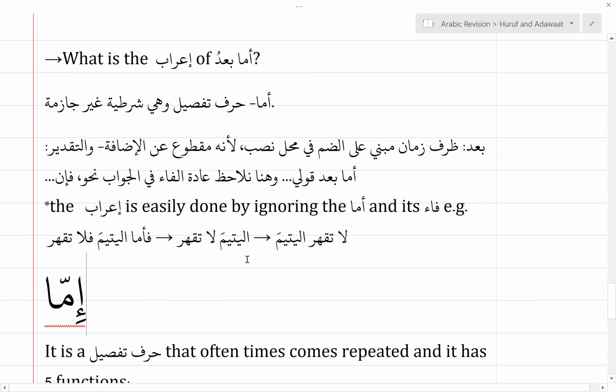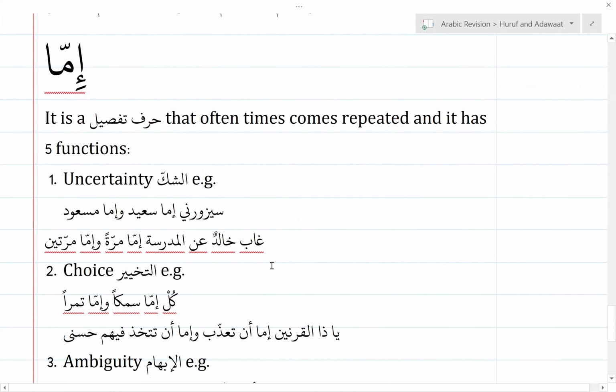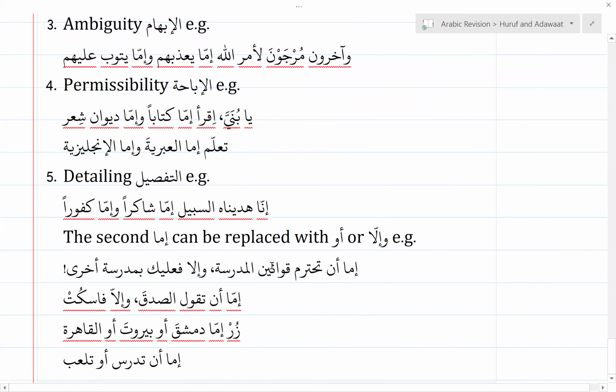So that's how you do the i'rab. It's really easy. Just take it out of the equation. Take the amma out, take the fa out, and do the i'rab as normal. Any questions? Is that clear? Let me see if maybe I have examples. Anyone else?